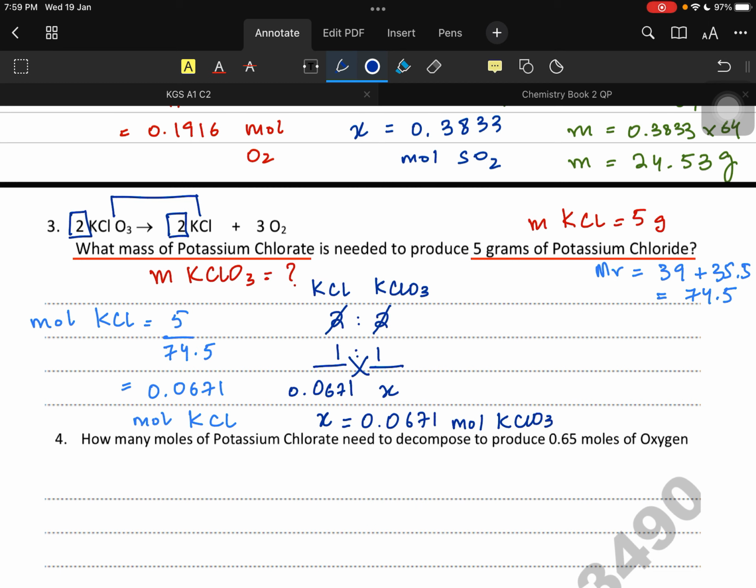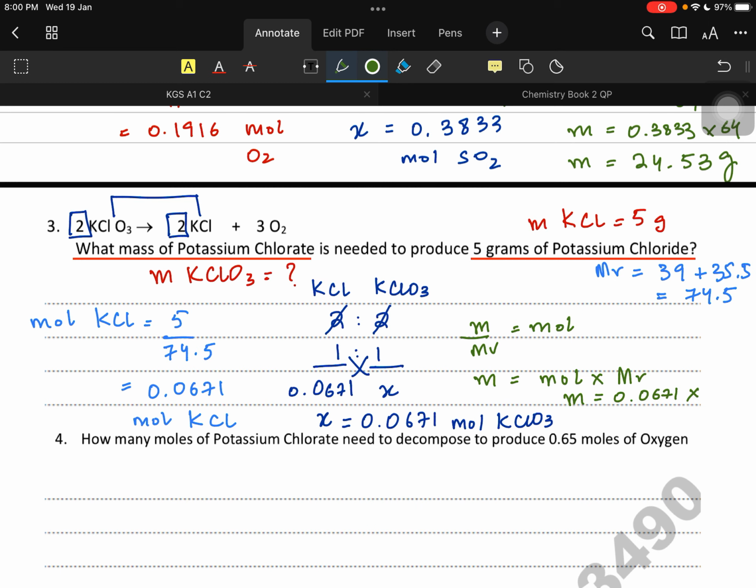Now we know one thing, that the question did not want the moles of KClO3, it wanted the mass. How do we find the mass? We know that mass over molecular mass is equal to moles. Mass would be equal to moles times Mr. If moles is equal to 0.0671, we have to find the Mr and we have to multiply. So the mass would be equal to 0.0671 times the Mr.